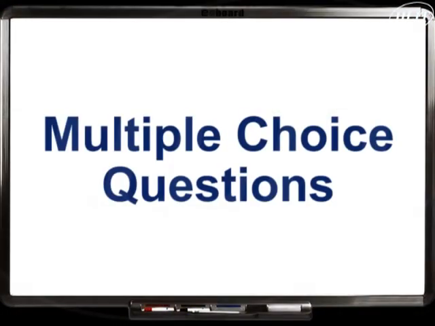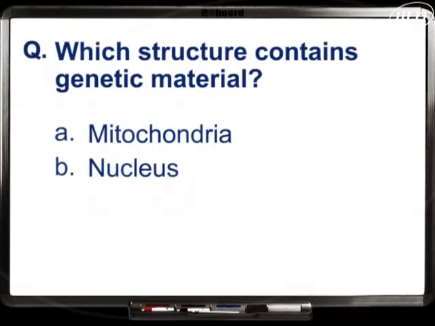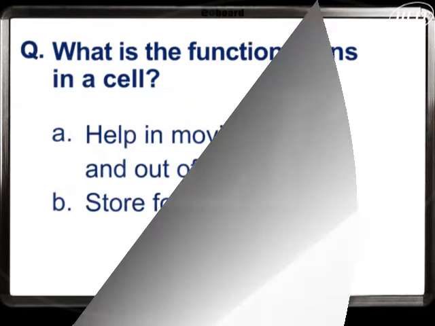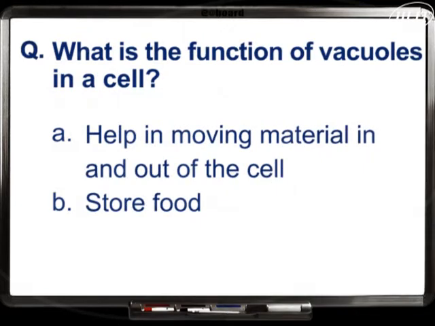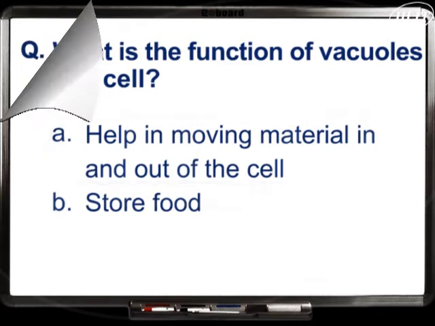Let us answer some questions to revise the structure of both the cells. Which structure contains genetic material? The correct answer is nucleus. What is the function of vacuoles in a cell? The correct answer is to help in moving material in and out of the cell.